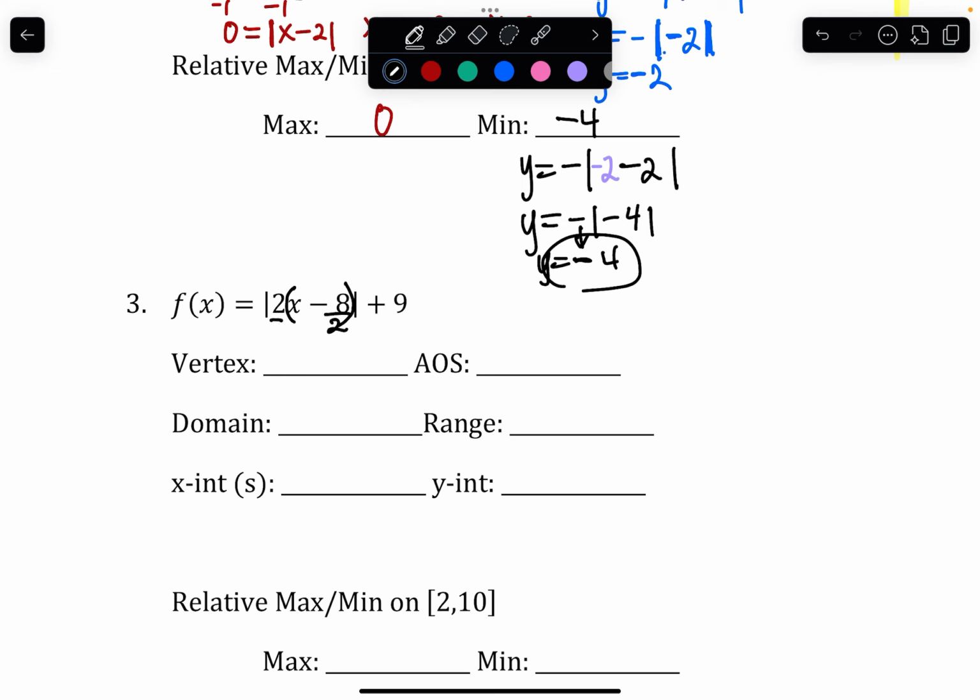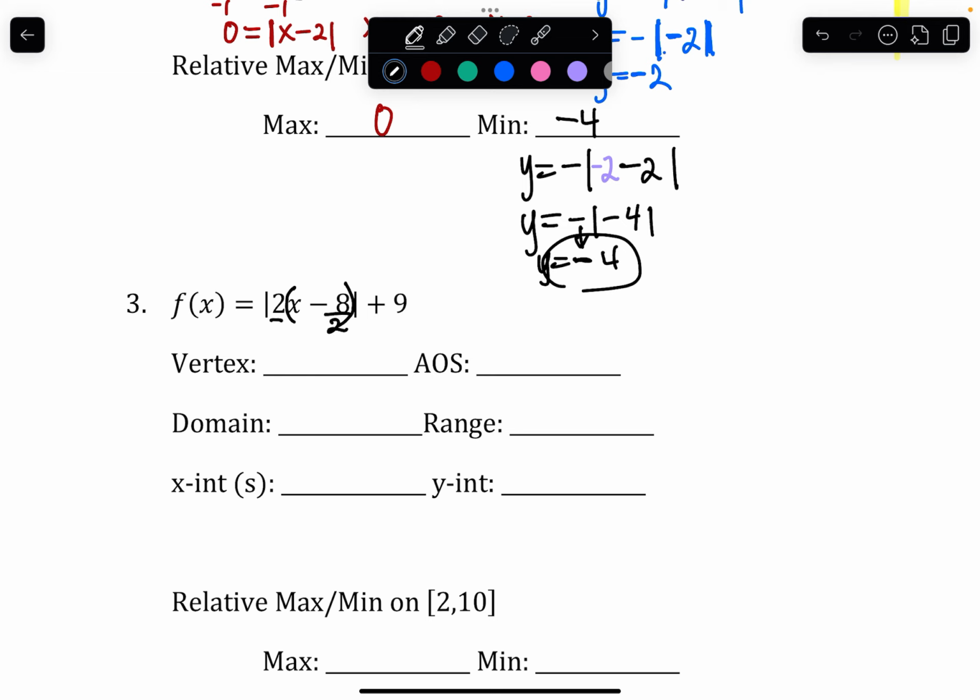And so I'm going to plug 0 into the original function. 2x minus 8 plus 9. And we're plugging in 0 for the x. 2 times 0 is 0. Subtract 8. Absolute value of -8 is +8. 8 plus 9 is 17. And so 0, 17 is way up there.